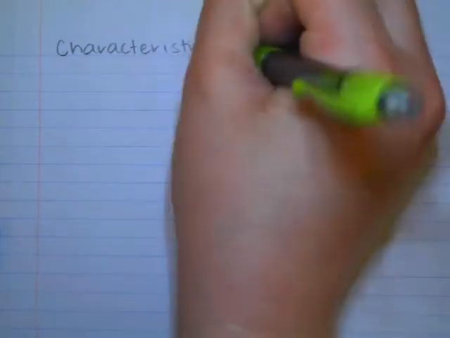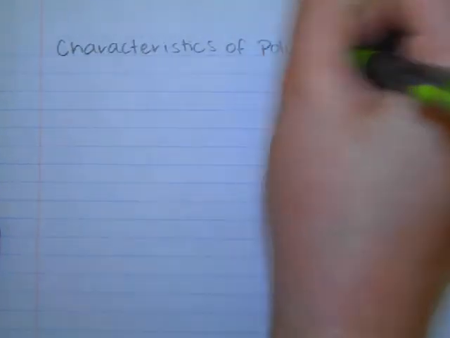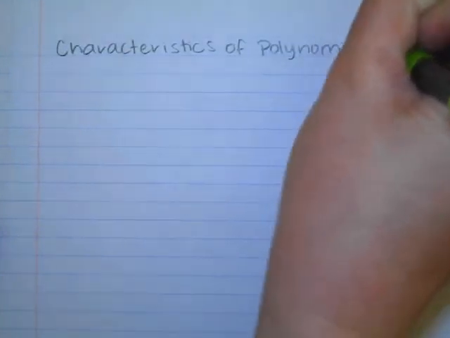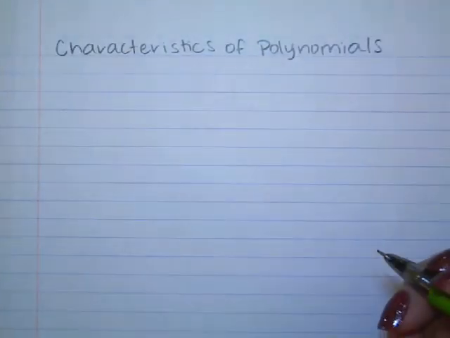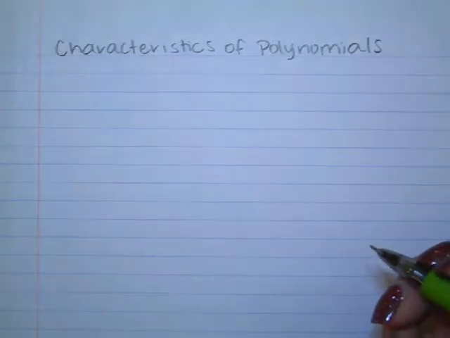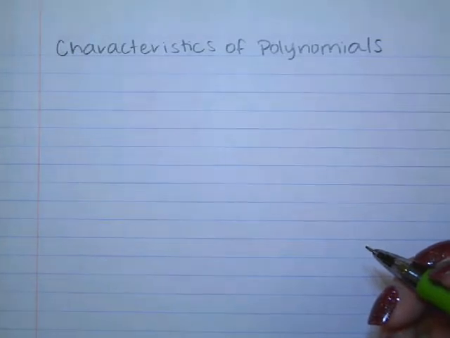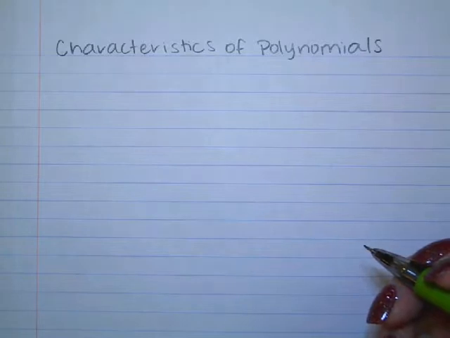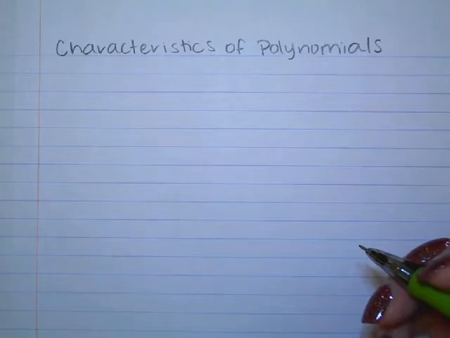So at the top of your notes, you're going to write characteristics of polynomials. And the characteristics part is us coming back to what we've done repeatedly for every single unit, right? So what are characteristics? What do we find typically about graphs? Domain and range. X-intercepts, Y-intercepts. And behavior.